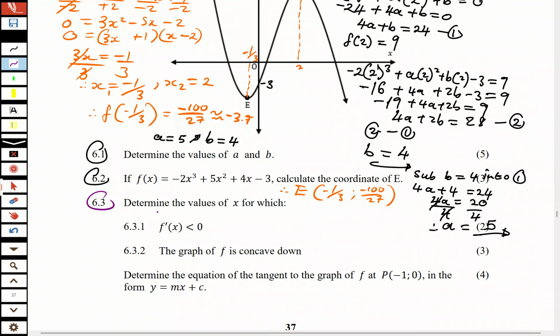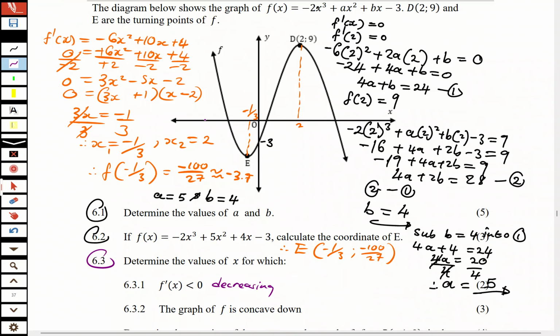So now they say we have to determine the value of x for which the first derivative is less than 0. So remember, when your first derivative is less than 0, it means the gradient is decreasing. And also your f is decreasing. So where is f decreasing? F is decreasing from there up to there, and also from there up to there.